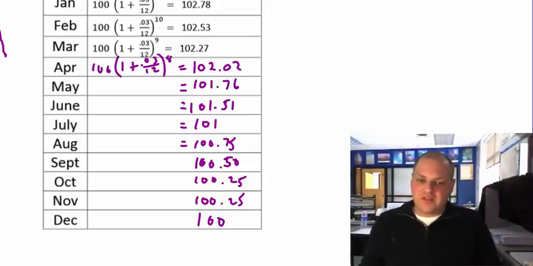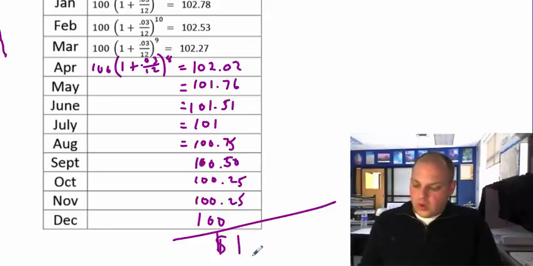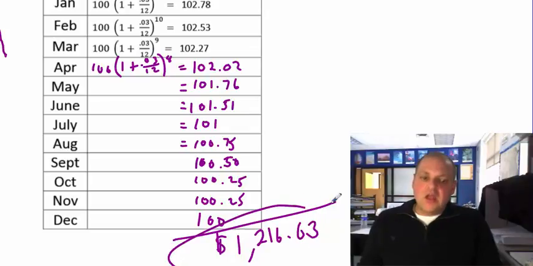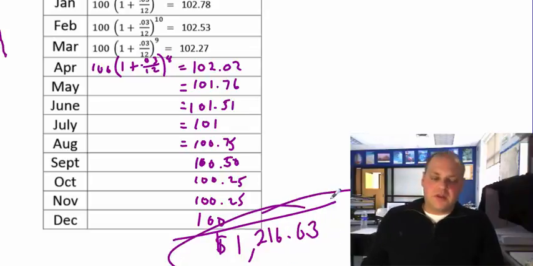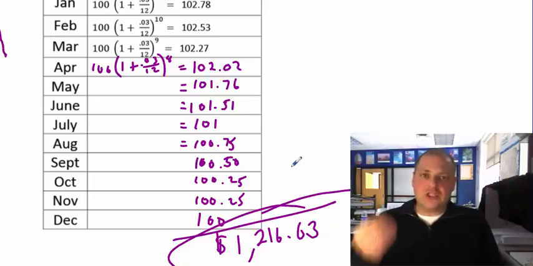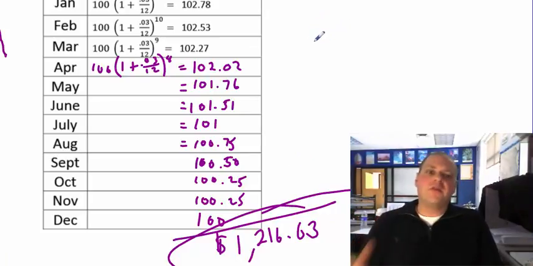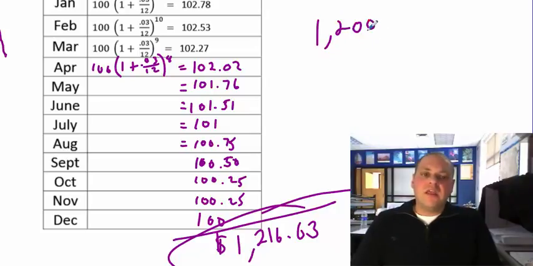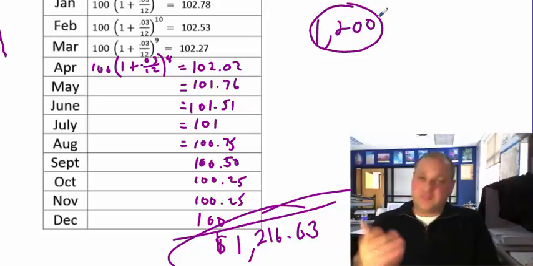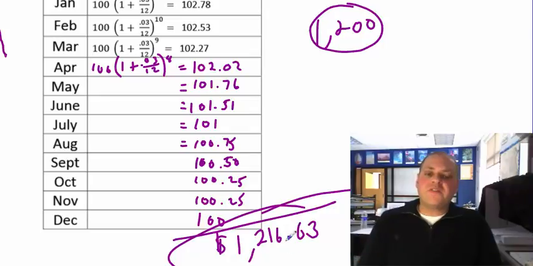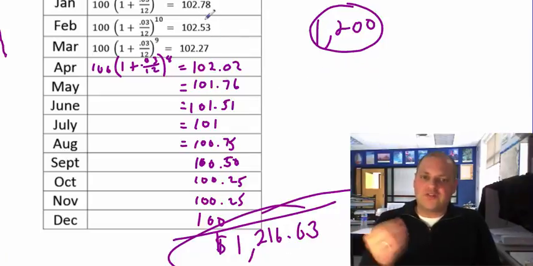But anyways, if you add all those up, it comes out to be $1,216.63. Now, the important part about this number is you actually put in $1,200 of that yourself. $100 each month, right? 12 months, $100 a month. So $1,200 is what was actually put in yourself. What's the other $16.63? That's the total interest that was earned.